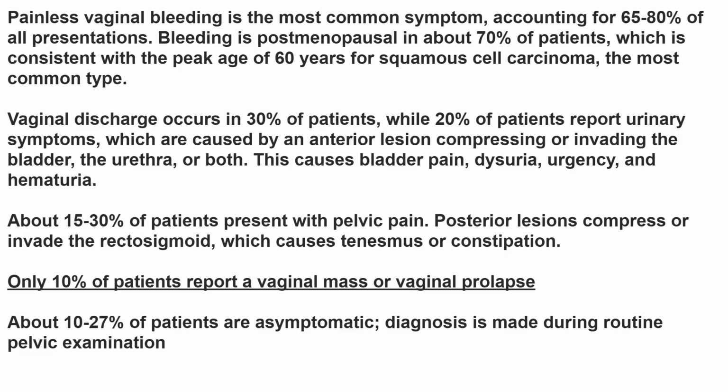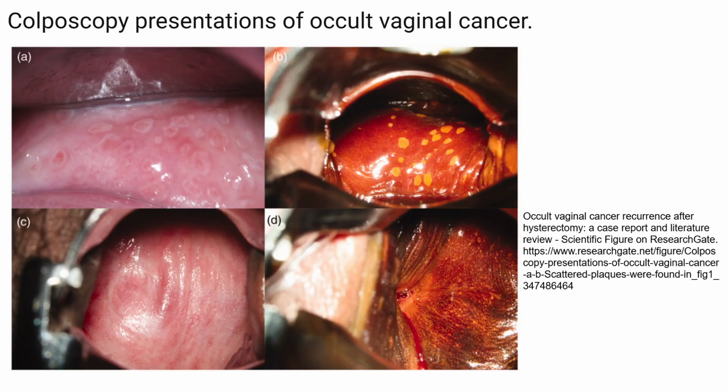About 15 to 30% of patients may present with pelvic pain, due to lesions towards the posterior side compressing on the pelvic area or rectosigmoid junction, and they may present with tenesmus or constipation. Only 10% of patients have a vaginal mass or vaginal prolapse. About 10 to 20% of patients are asymptomatic, and the diagnosis is made during routine pelvic examination.